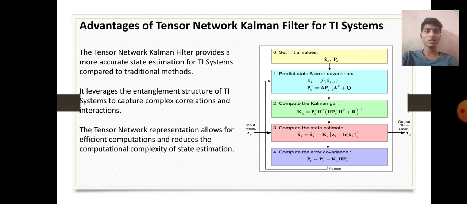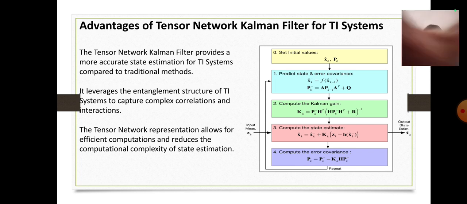Advantages of the tensor network Kalman filter for LTI systems. The tensor network Kalman filter provides more accurate state estimation for LTI systems compared to traditional methods. It leverages the entanglement structure of LTI systems to capture complex correlations and interactions. The tensor network representation allows for efficient computations and reduces the computational complexity of state estimation.